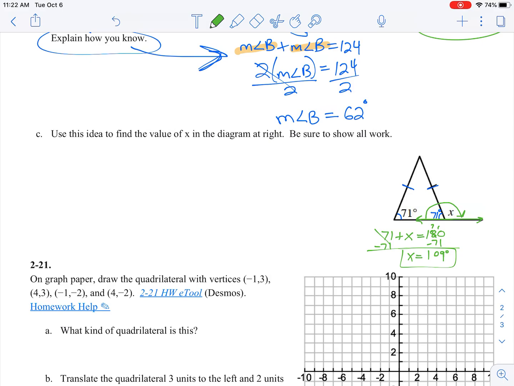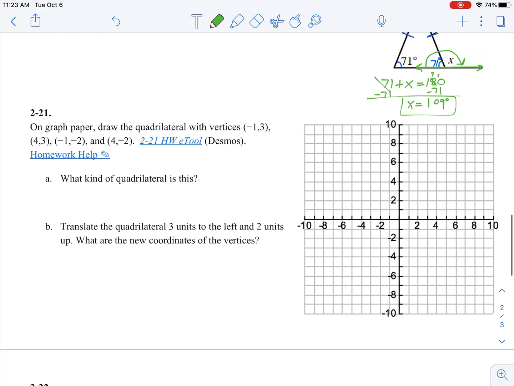Let's make sure we answer the question. Use this idea to find the value of x in the diagram. Be sure to show your work. So there we go.